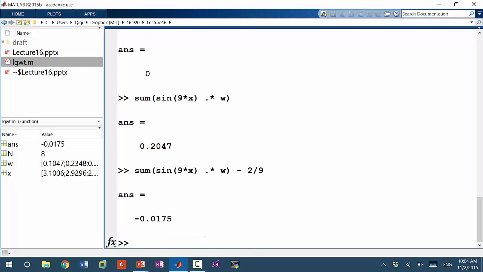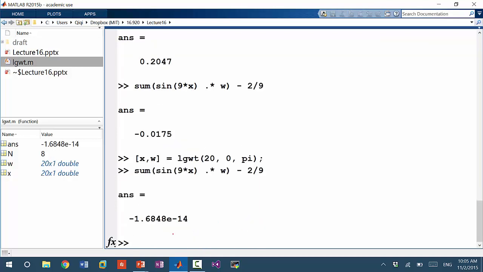The accuracy is not that good even with 10 points. Is 2 over 9 the correct answer? Yes. Now if you pick 20, I believe the solution is going to be much better, right? So for more oscillatory functions, you need to have more points.